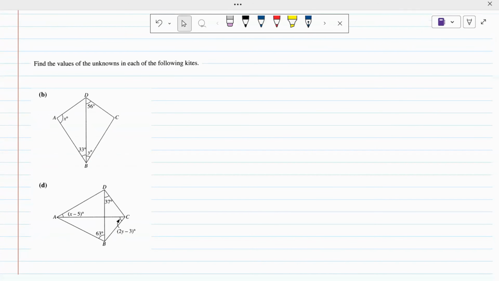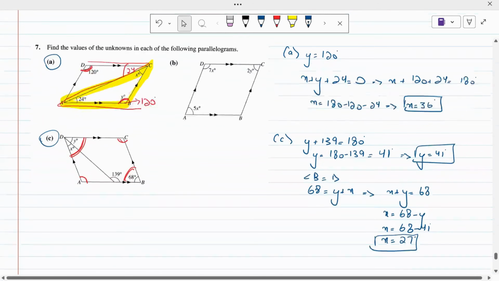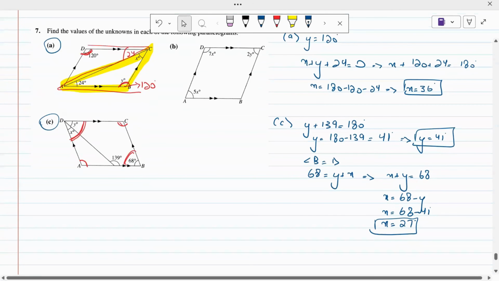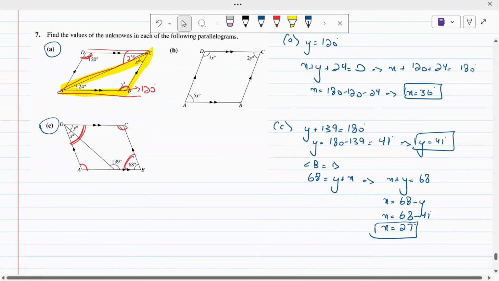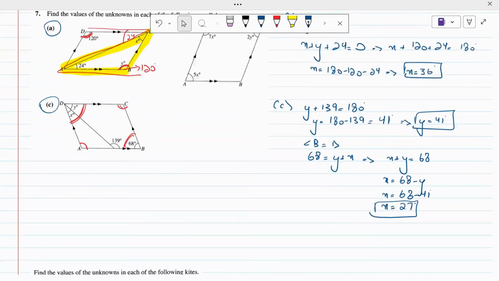discussed the properties that in case of kites... Sir, you have skipped the whole question, part B. Yeah, it was easy, that is why I skipped it. All right, I'll solve it. No, now I know how to solve it. Then should we move on? Yeah.